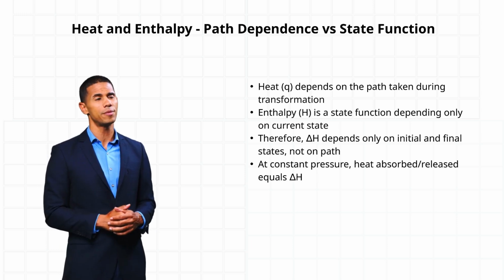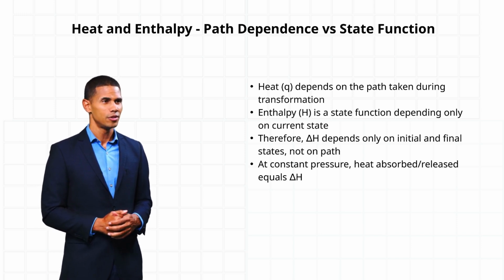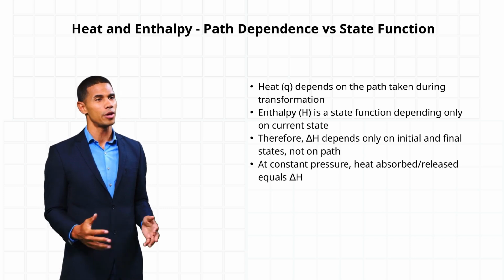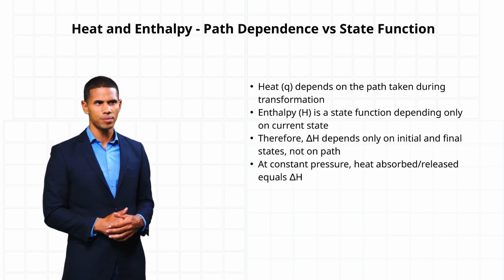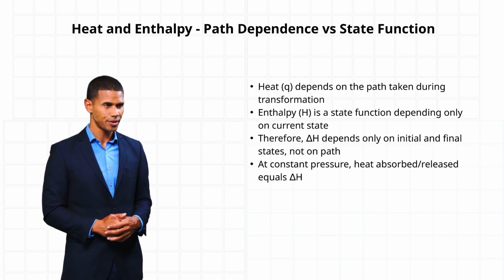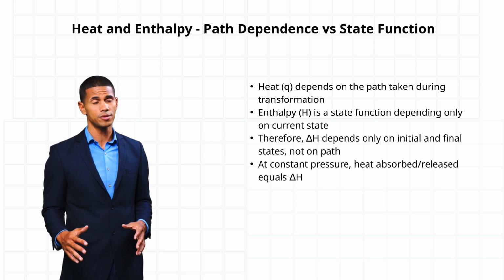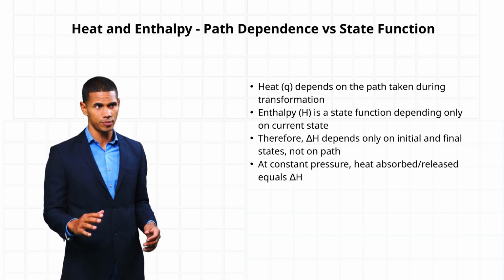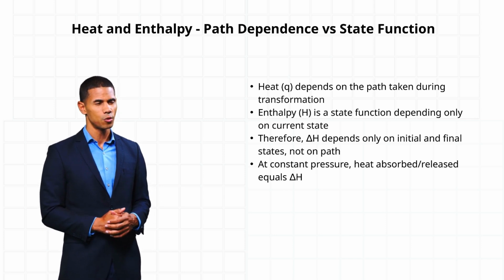Fantastic to see you here again. Let's explore an important difference between heat and enthalpy. Think of heat, Q, as the journey energy that depends on how you get from point A to point B. Different routes might use more or less fuel, right? Similarly, heat depends on the path or process during a change. However, enthalpy, H, is like the destination. It depends only on your starting point and ending point, not on the route taken. This means that the change in enthalpy, delta H, is independent of how the system arrived there.